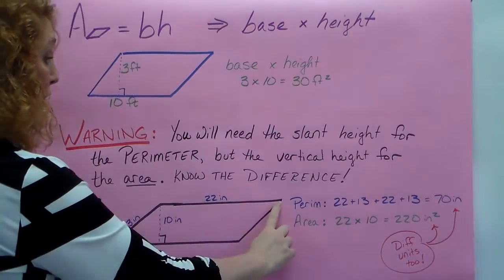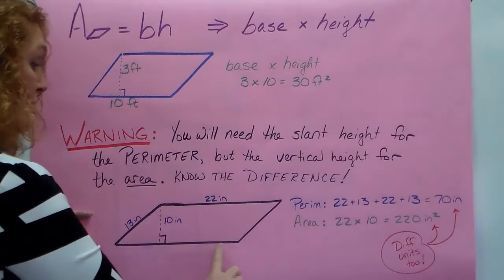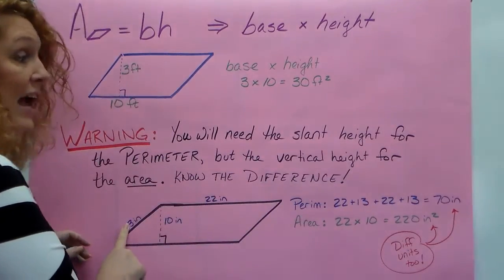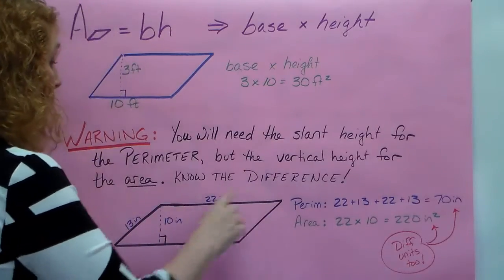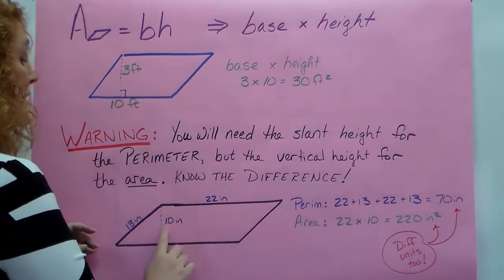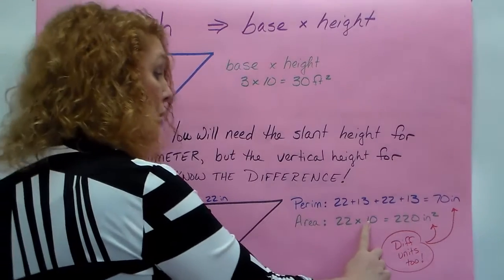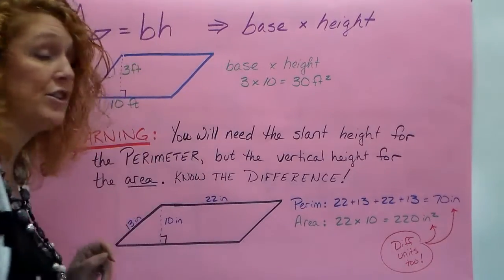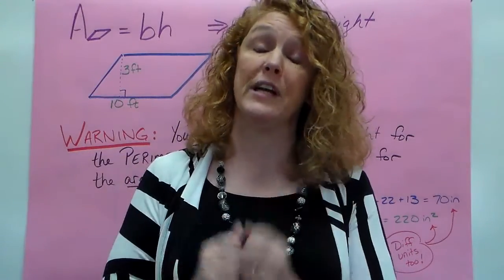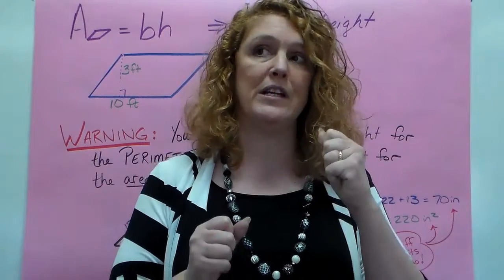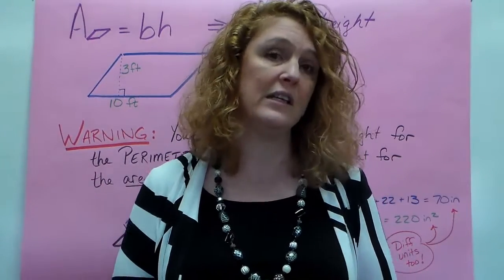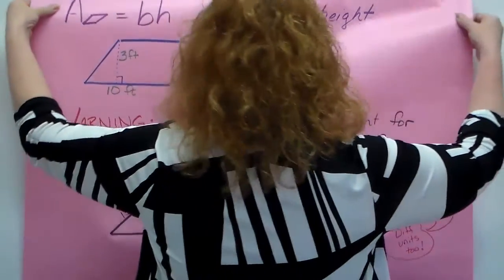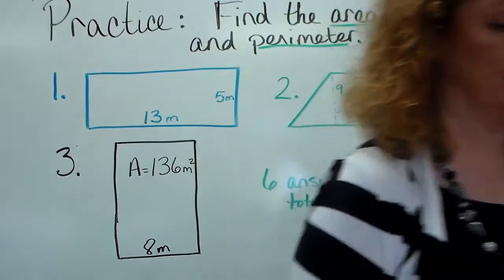So for the perimeter, you would do 22 plus 13 plus 22 plus 13. So you'd need these 2 numbers, and that would equal 70 inches. But for the area, you would need base times height. And you would multiply these together to get you 220 inches squared. Notice that also the units are going to be different. So you're going to have to keep track of those. So I need you to learn this and learn it pretty solidly so that when you see a figure like this, you know which question it's going to answer.